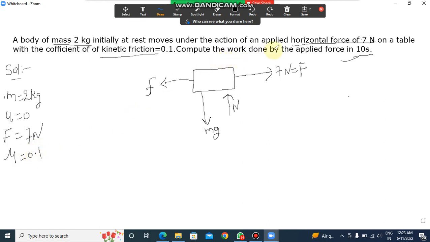Compute the work done by the applied force in 10 seconds. So time is also given, which is 10 seconds. Okay, so these are all our given points. So let's start the question.